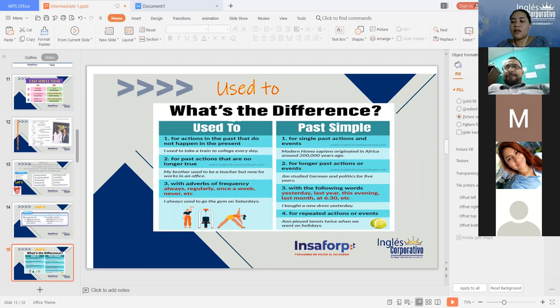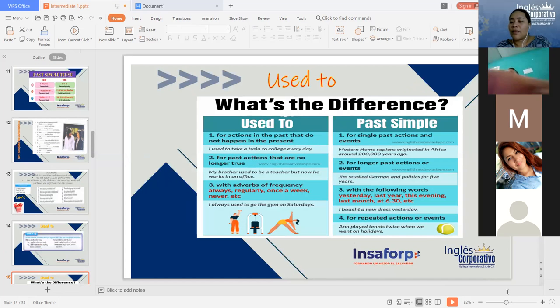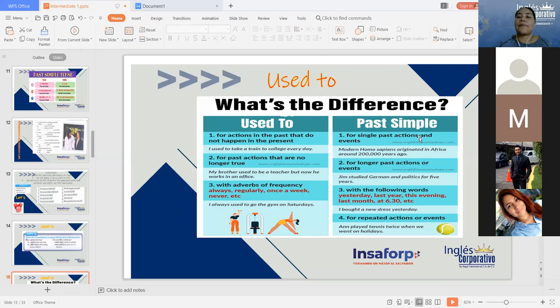Here I have just a little bit of differences. Are you able to see it well? ¿Lo pueden ver bien? ¿Lo miran bien? No sé si se ve bien la imagen. Yes. Yes, okay. Well.